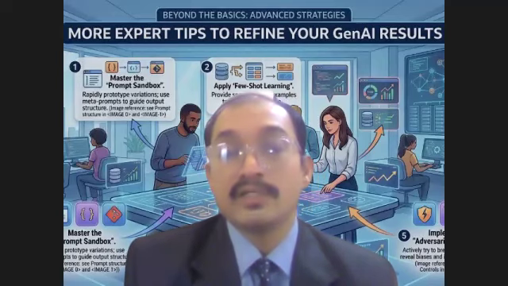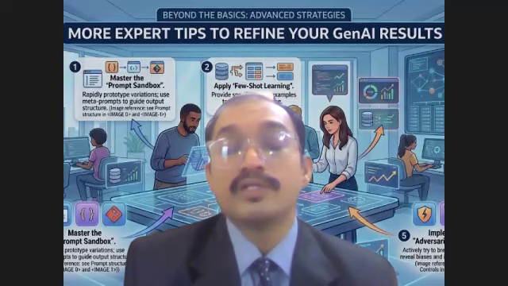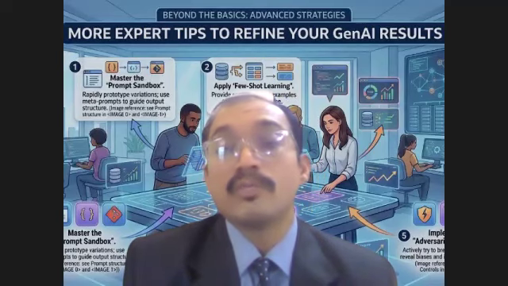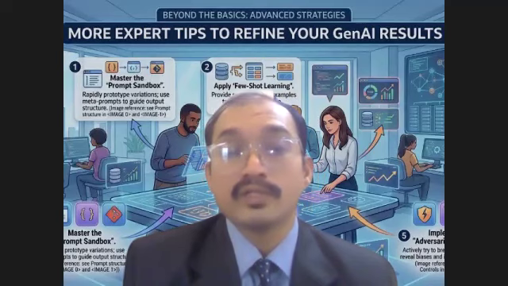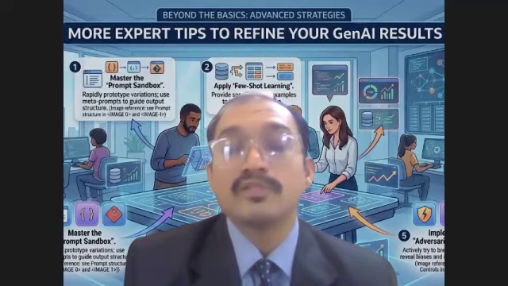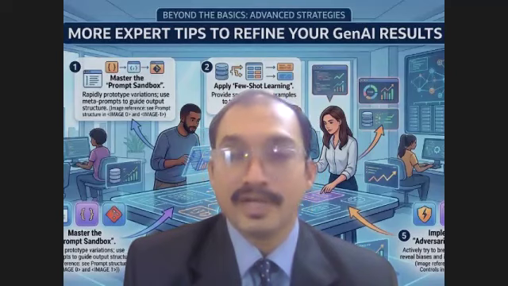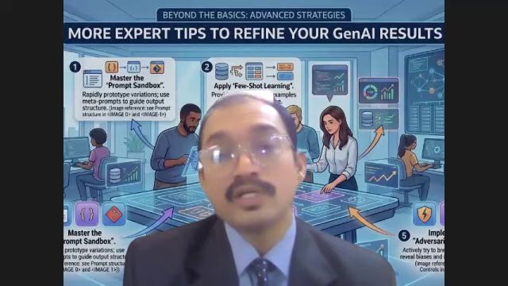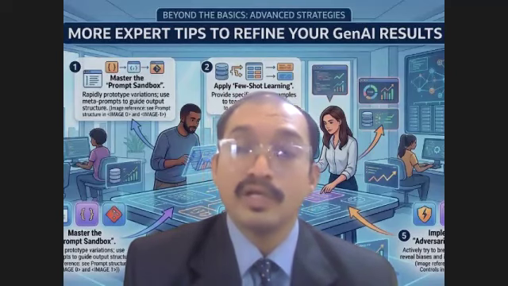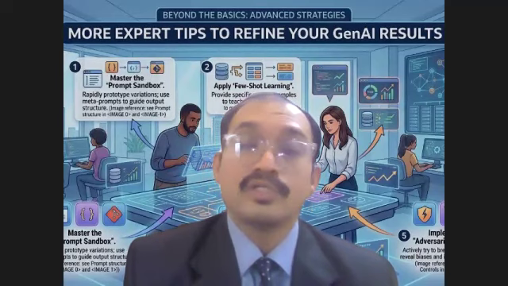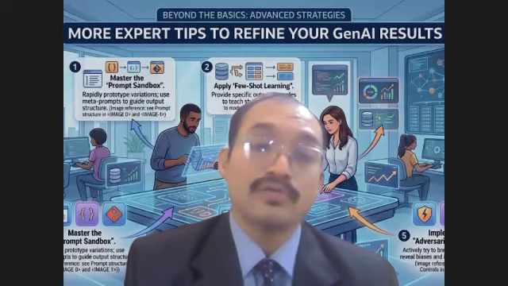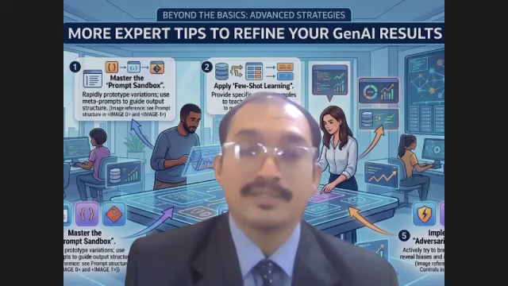Number 16 in the list, adversarial testing. Try to break your prompt before putting it in production to find blind spots. Scenario: intentionally asking the agent to ignore its safety rules to see if your system prompt is strong enough to resist.